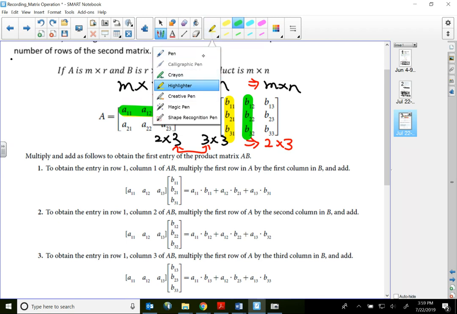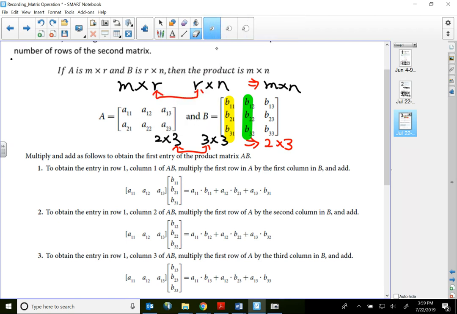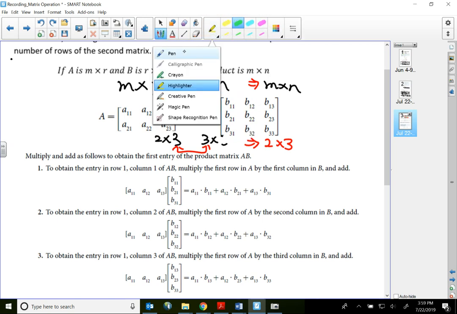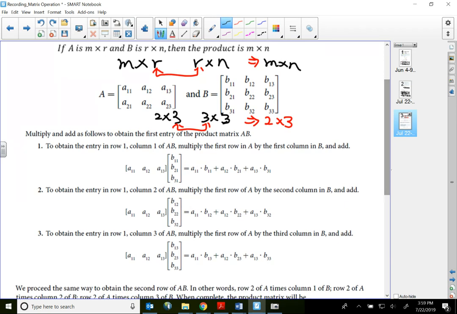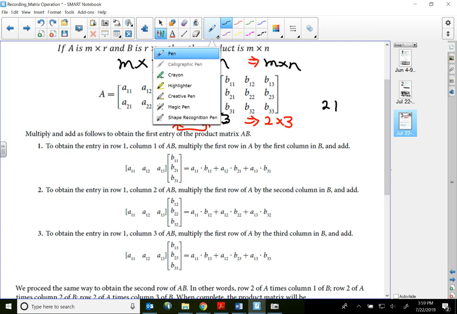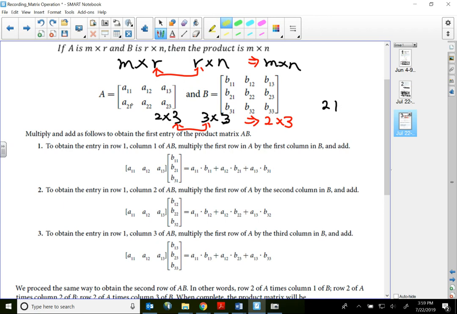So let me erase this real quick. How will I get 2, 1? How do I obtain 2, 1? If I want the answer for the 2, 1 entry, that means I take row 2 and go with column 1. So 2, 1 times 1, 1, plus 2, 2 times 2, 1, plus 2, 3 times 3, 1. That's how I end up with the 2, 1 entry. A little bit of writing here, so let's go ahead and get started.